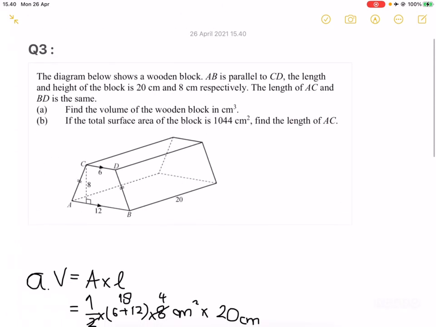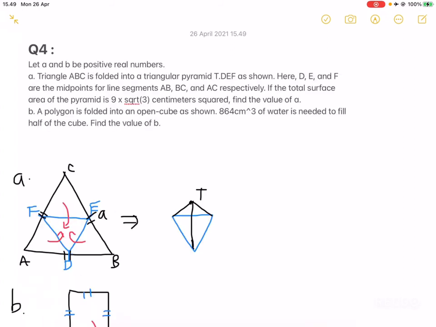Alright, so that's question 3. Let's jump into question 4, which is the last question. Alright, so here is the very last question, which is question 4. Let a and b be positive real numbers, and let's solve for part A. Triangle ABC is folded into a triangular pyramid TDEF as shown.